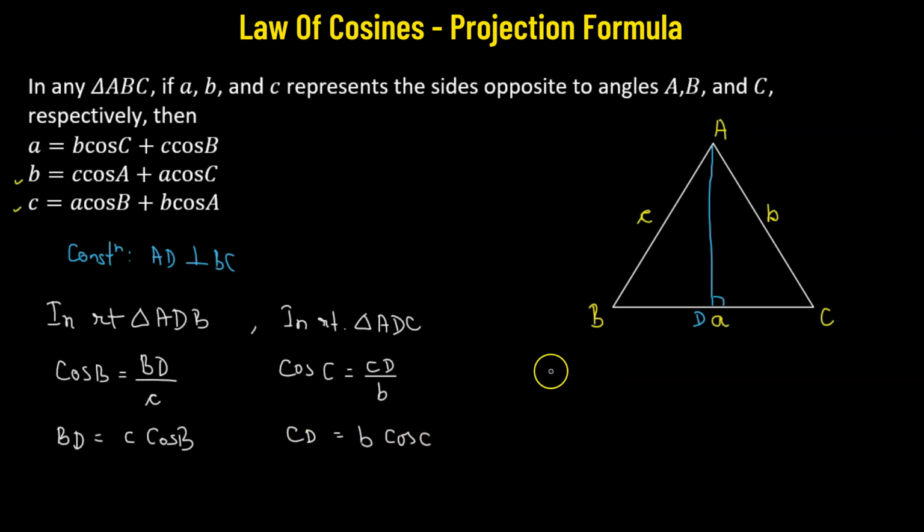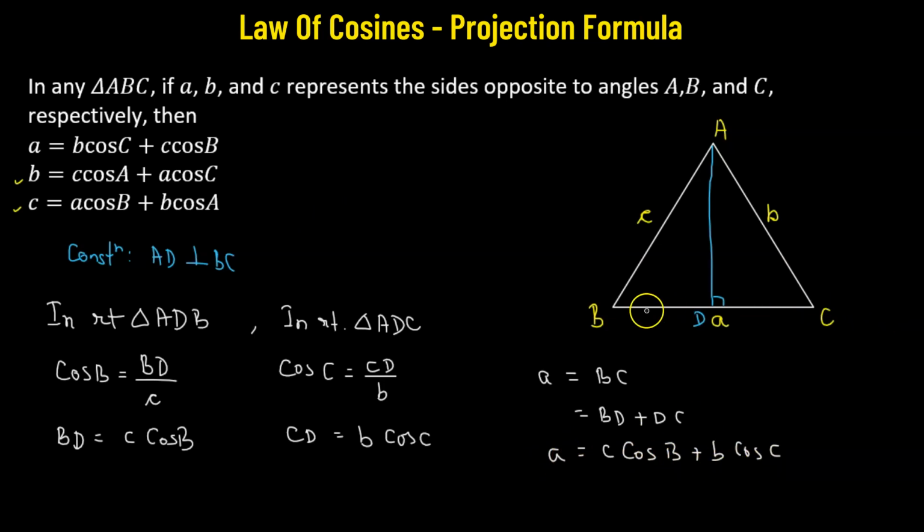Now to find the side a, so side a is actually BC. Now what is BC? BC is BD plus DC. And we've already defined the values of BD and DC. So BD is c times cosine B, and DC is b times cosine C. So that means a will be equal to c times cosine B plus b times cosine C.